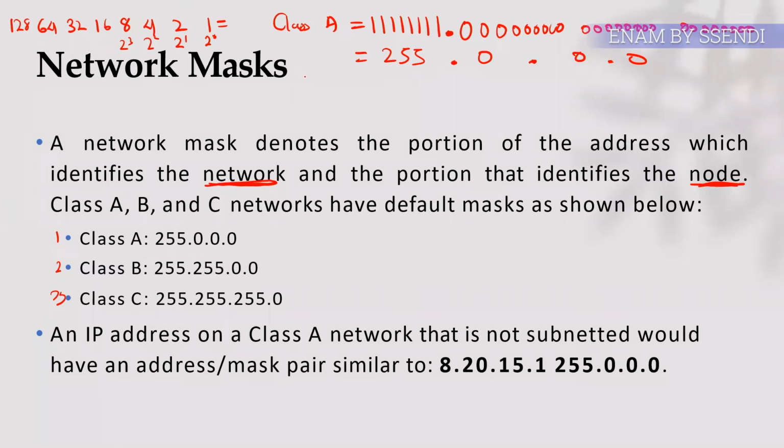We said class B has how many network bits? 16. That means that we are going to count 16 bits. So we count together: 1, 2, 3, 4, 5, 6, 7, 8. That is the first octet. We go to the next octet: 1, 2, 3, 4, 5, 6, 7, 8.